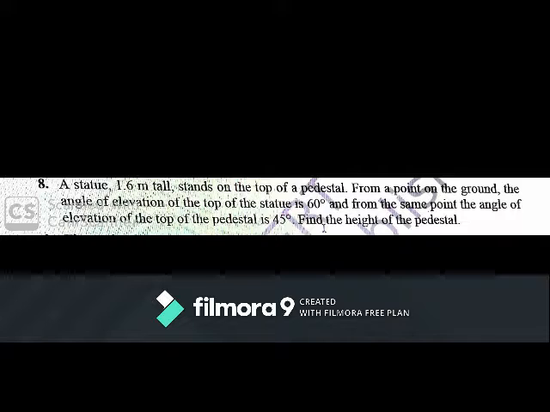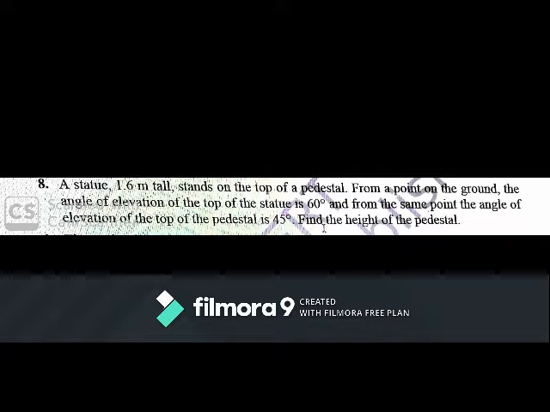Any point on the ground, if the angle of elevation of the top of the statue is 60 degrees, and also from the same point, the angle of elevation of the top of the pedestal is 45 degrees, then we need to find the height of the pedestal. So the height of the statue is given to us. Where the point is, that we are not knowing.